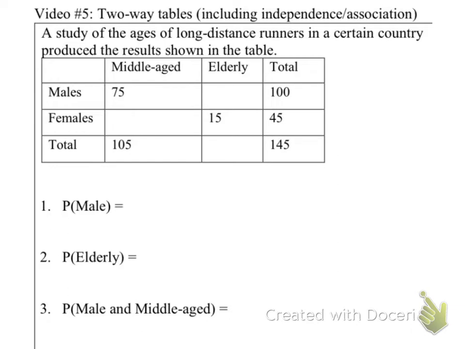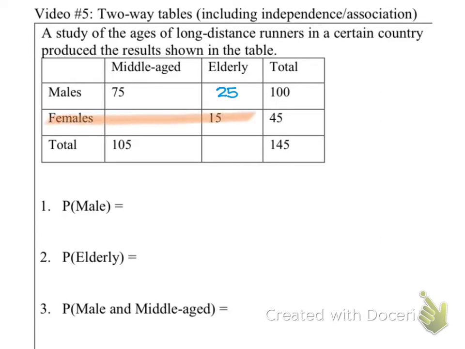So if we take a look at this, I'm going to go ahead and take a look at this row of males. We do see that the total here is going to have to be 100, which means both the middle-aged and the elderly are going to have to give us a total of 100. Well, if 75 is already accounted for, then we know this missing value for elderly is going to have to be 25 to be able to get the 100. So I'm just going to try to fill this table in as best we can.